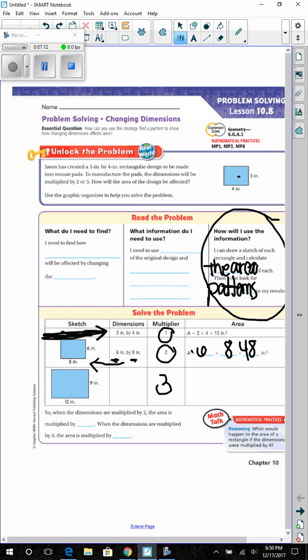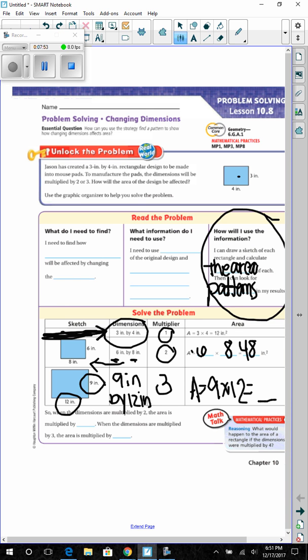They're using these dimensions here that are the original dimensions of the original rectangle. So, if our multiplier here is 3, we are going to do 3 times 3 is 9, and 4 times 3 is 12. So the dimensions here we need to fill in are 9 inches by 12 inches. And then area, so A equals 9 times 12 is blank.